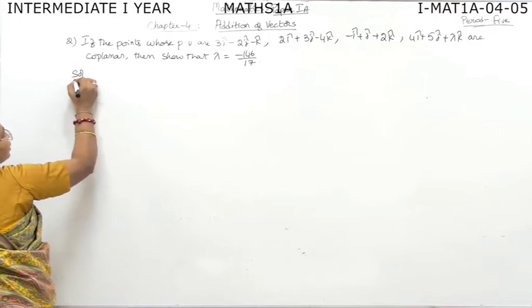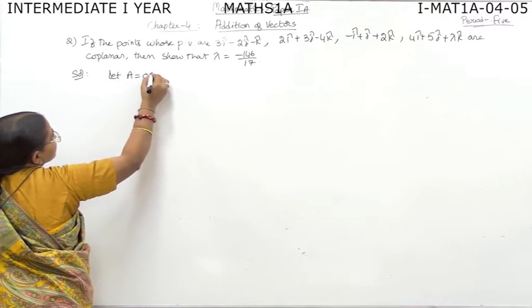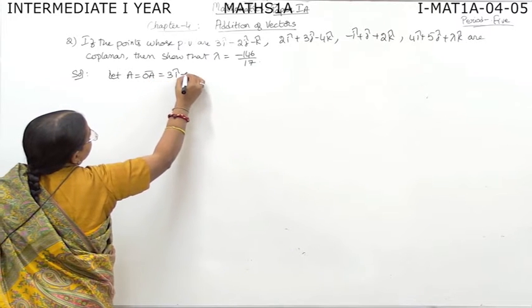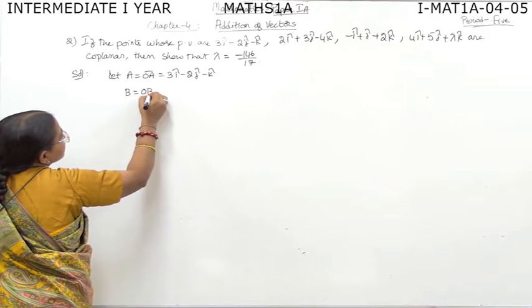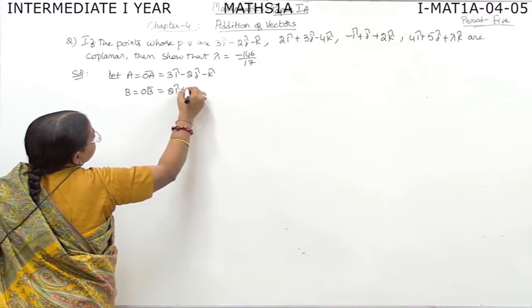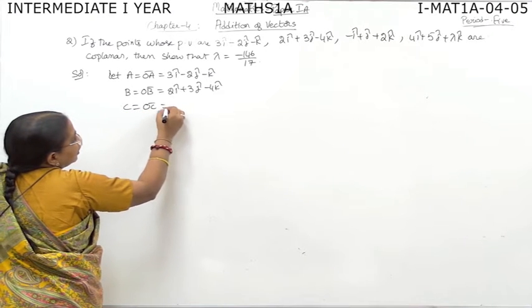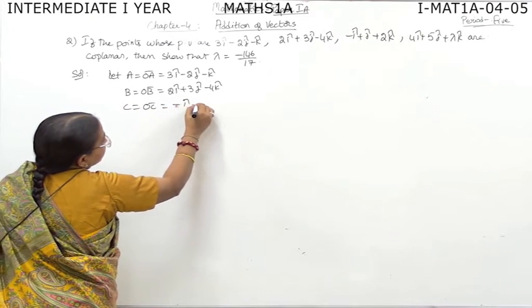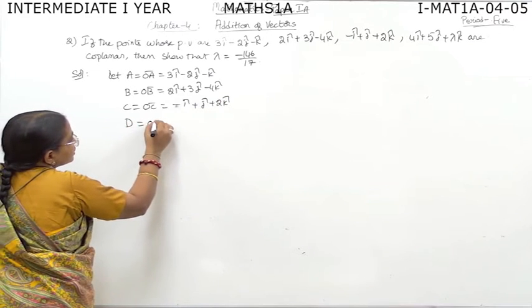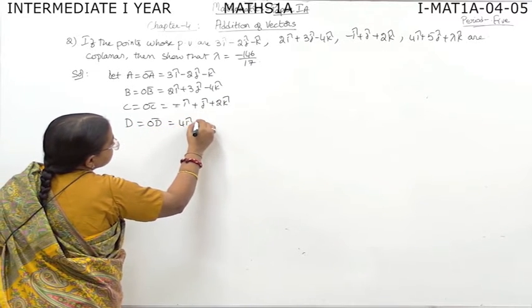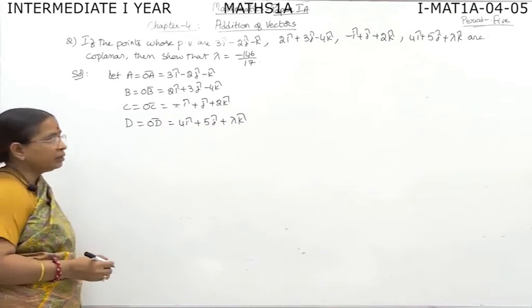So we'll take a point. Let OA be equal to the first point, that is 3i minus 2j minus k, and OB is equal to the second point 2i plus 3j minus 4k, and OC is the point minus i plus j plus 2k, and OD is equal to 4i plus 5j plus lambda k. Now you convert them into three vectors.